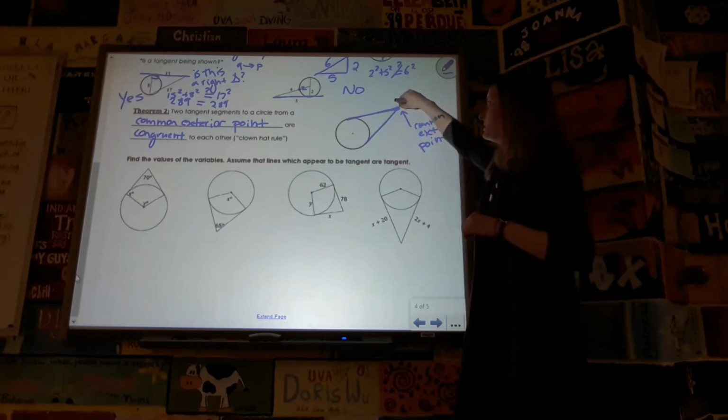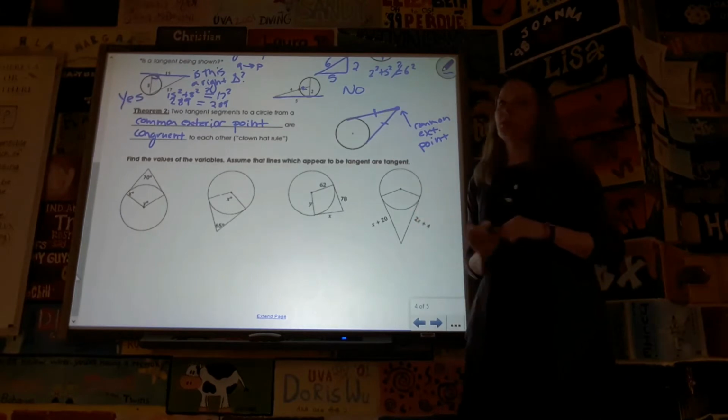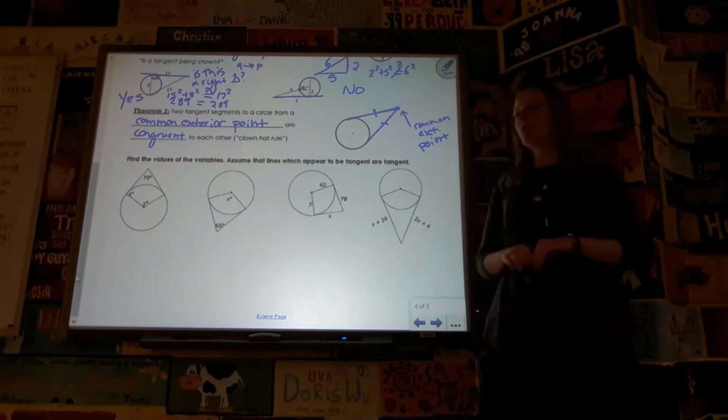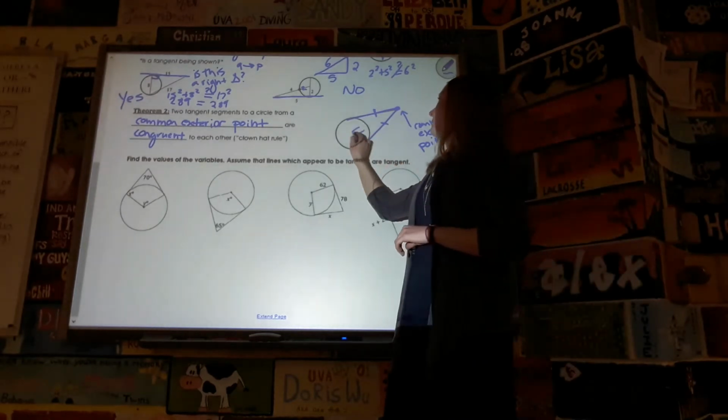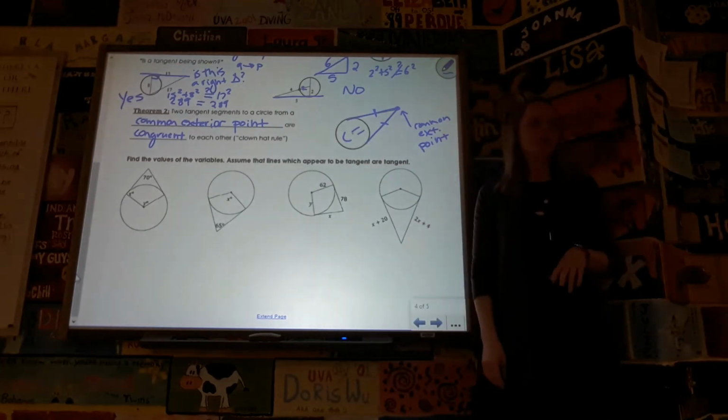They have to be coming from the same point on the outside. So if you have 2 tangents coming from the same point out to meet your circle, these 2 are congruent to each other. And so I like to call it the clown hat rule, because it's like a hat on top of the circle.